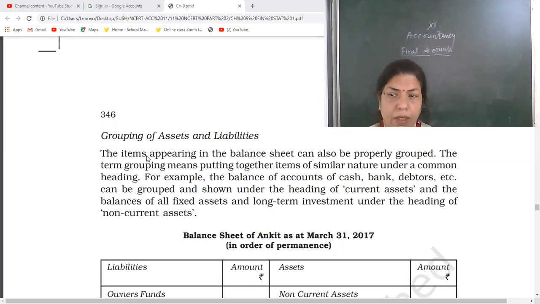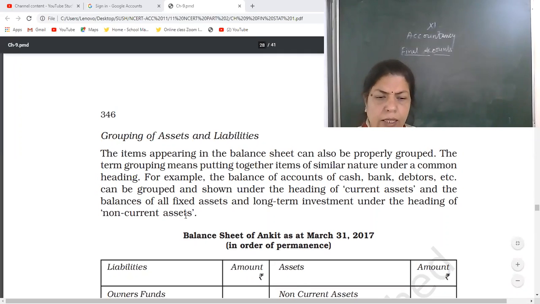Yesterday I gave you the detail. Cash, bank, short-term marketable securities, current investment, debtors and stock. Closing stock or inventory will come, because these are all of similar nature, so they come under a common head. Same way for current assets, same way for non-current assets.